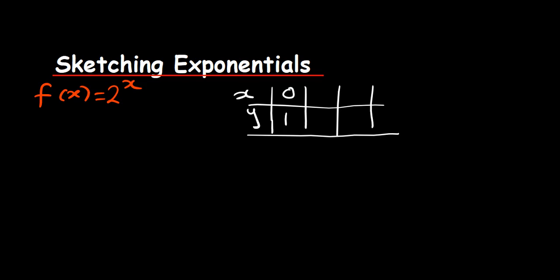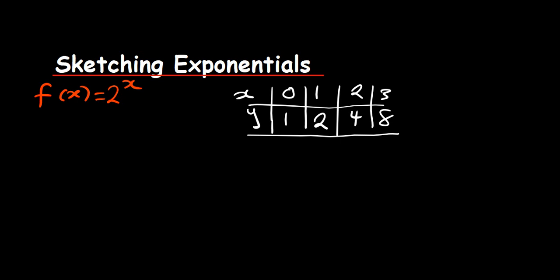What if I put a 1? If I put a 1 where there is x here, I'm going to have 2 to the power 1, which is the same as a 2 as the value of y. If I put a 2 here, 2 to the power 2, that is just a 4. What if I put a 3? I'm going to have 8. So 3 will give me an 8.